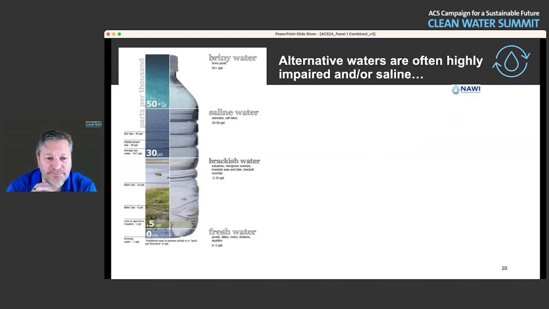Next. So as we heard Shane talk about at the beginning, we have places around the world that are suffering from water scarcity, and this is only going to get worse with climate change, with population growth, etc.